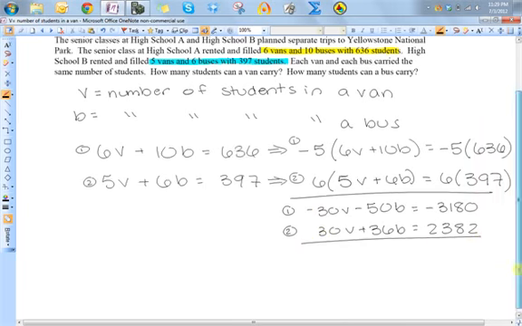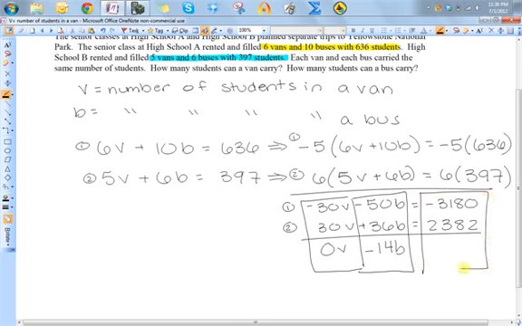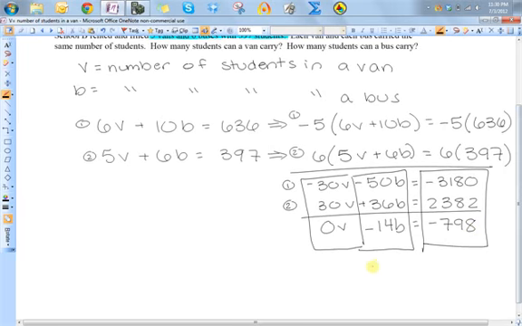So once you get the two coefficients to be opposites of each other, then you can add the equations together. That's why this is called the addition method. And you do it column by column. So I'm going to add these v's together, and we'll see that that gives me 0v, which is good because I wanted one of them to have a coefficient of 0. And then minus 14b equals -798.